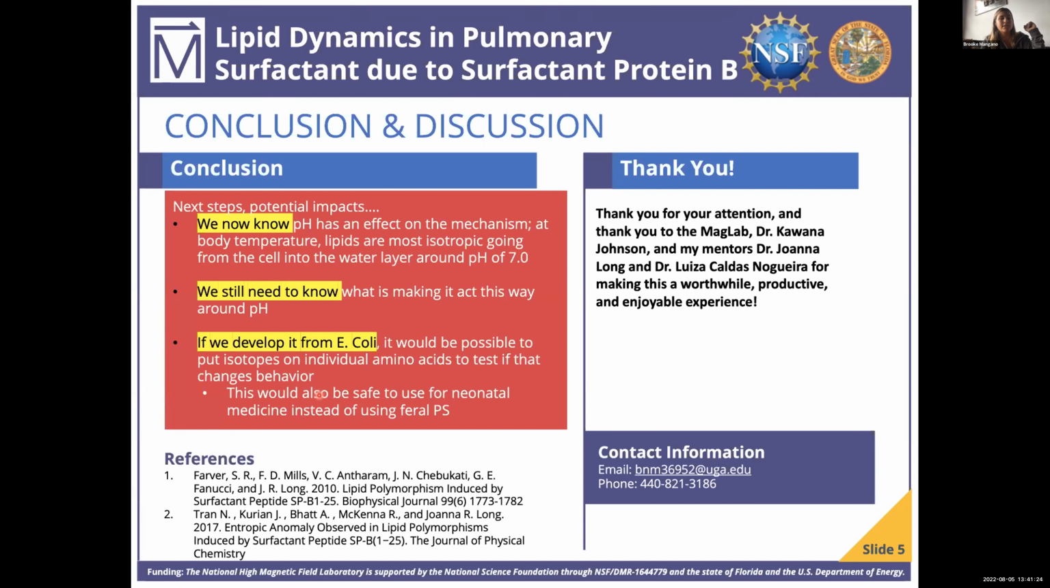So if we develop it from E. coli, it will be possible to put isotopes on individual amino acids to test if those amino acids are responsible. If we can do this, we can find other proteins like this and better understand lipid movement due to proteins.